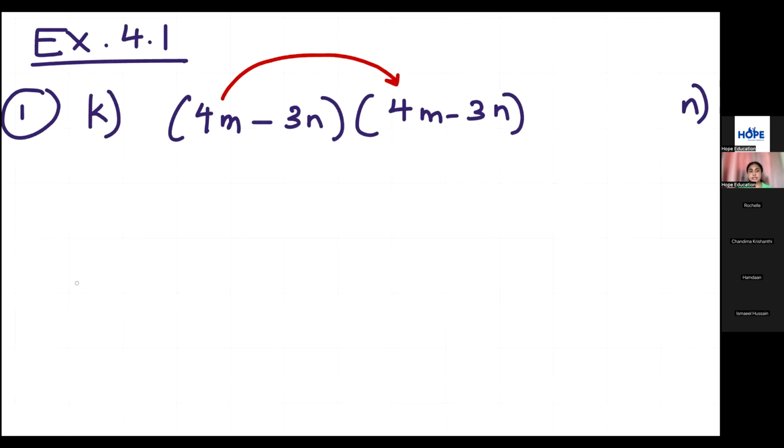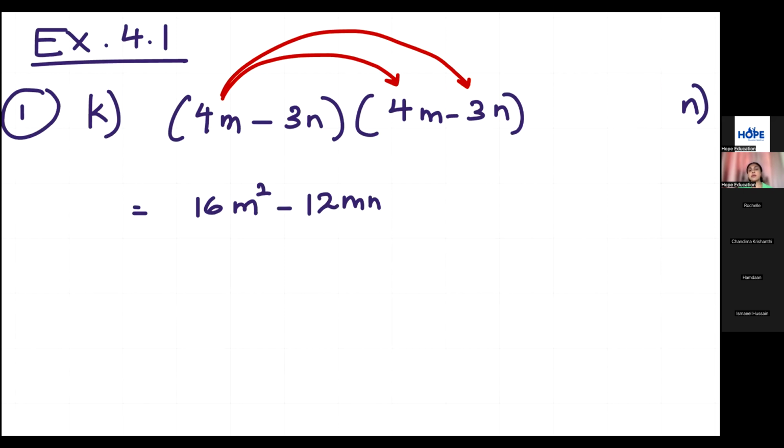4m multiplied by 4m. 4 times 4 is 16. m times m is m squared. Plus times plus, answer is plus. Then 4m multiplied by minus 3n. 4 times 3 is 12. m times n is mn. Here this is plus, this is minus. So plus times minus, answer is minus.